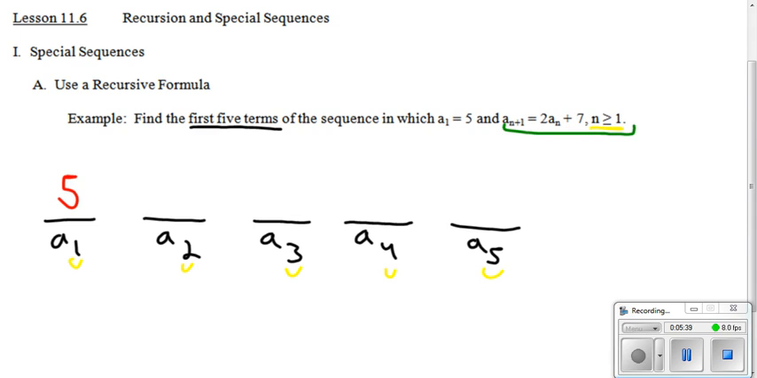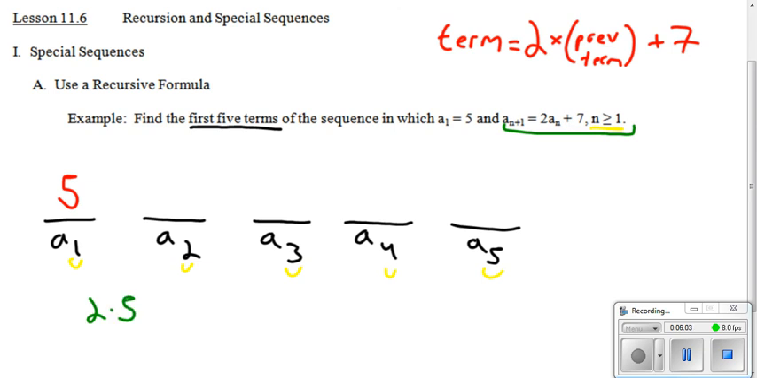So what is this formula actually saying? Well, it's saying that the term that we're looking for, our n plus 1, equals 2 times our previous term, and then add 7. So if our previous term was 5, we need to take 2 times 5 and then add 7 to get our new term. So that would become 17.